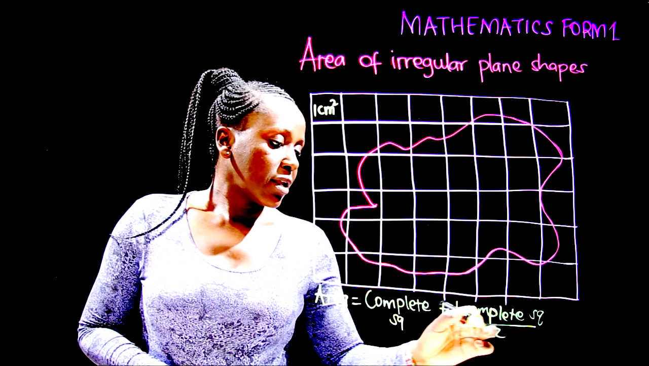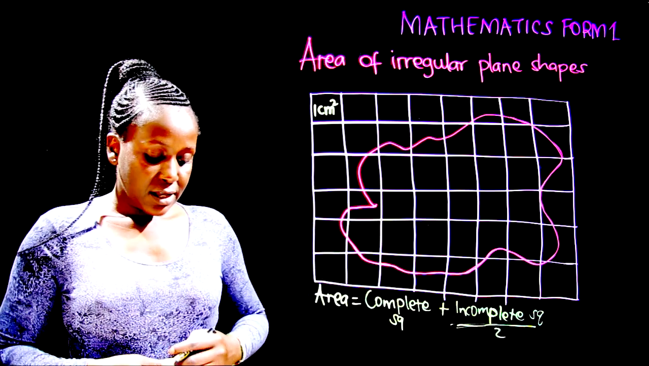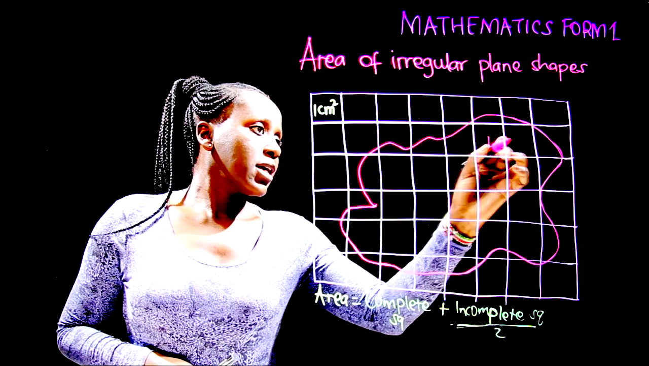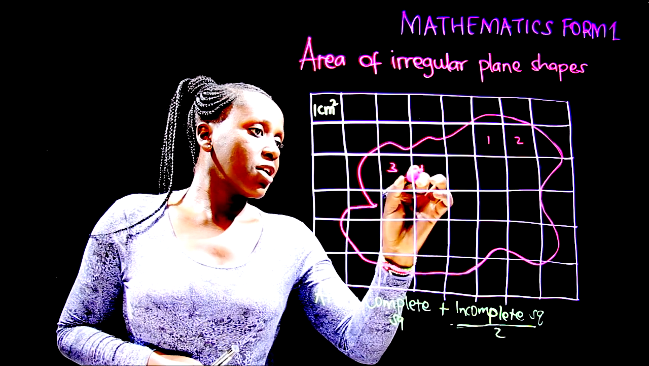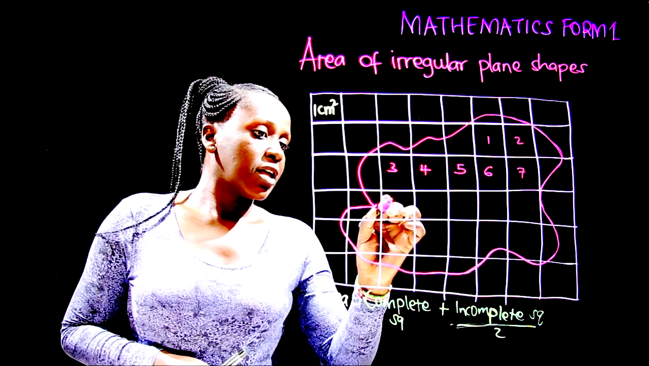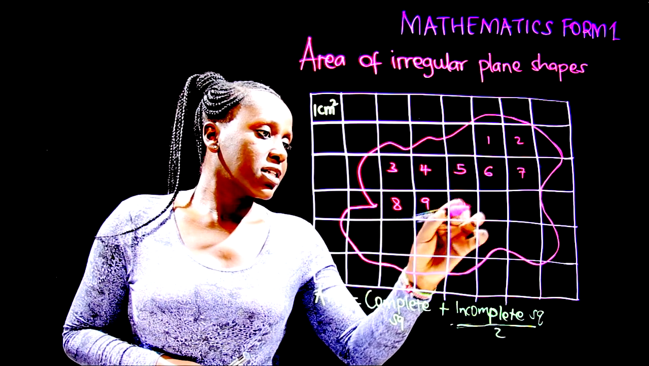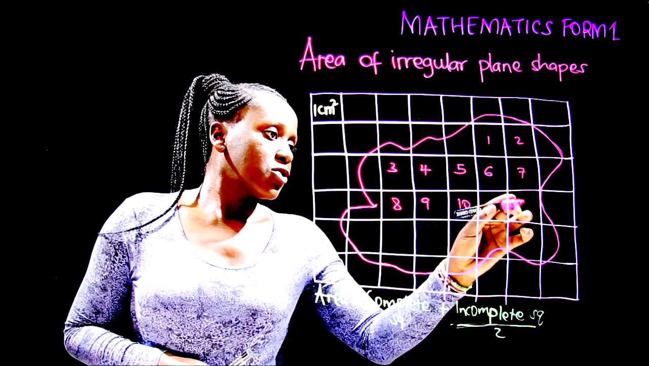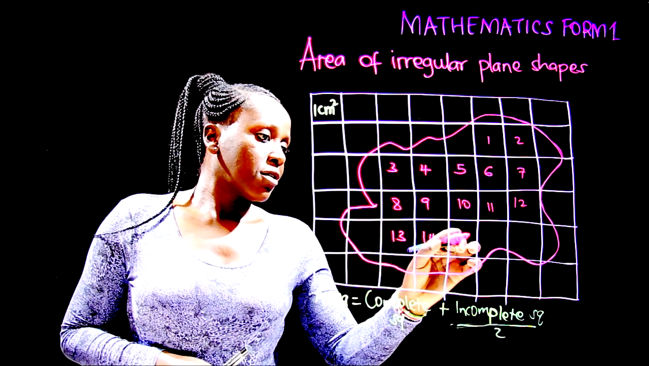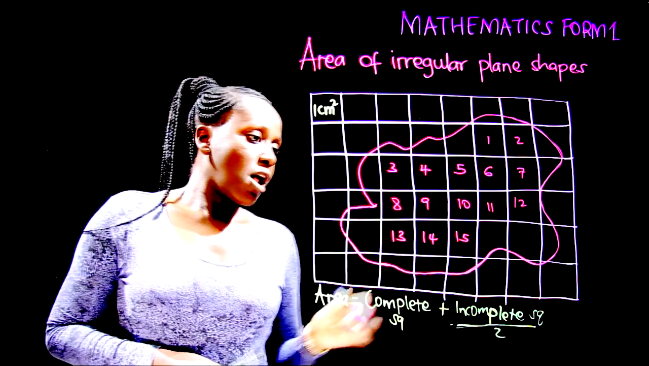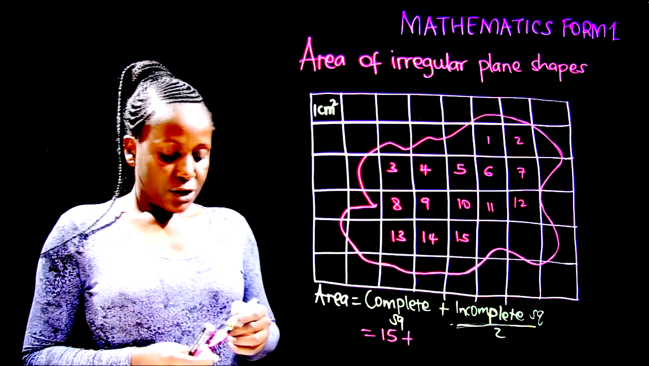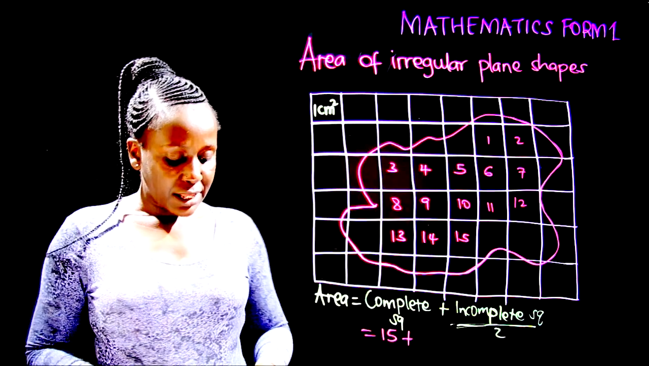So we are going to begin by counting the complete squares. So the complete squares here are 1, 2, 3, 4, 5, 6, 7, 8, 9, 10, 11, 12, 13, 14, 15. All the others are incomplete. So here we record as 15 plus. So the incomplete squares, we are going to count them.